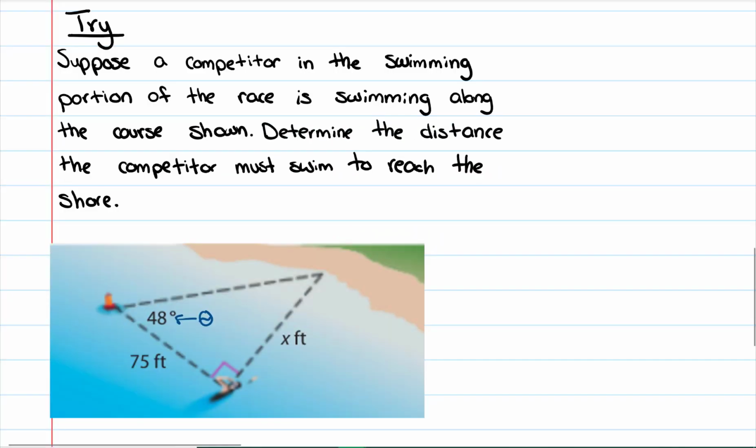All right, on your own now, I want you to try this one. Suppose a competitor in the swimming portion of the race is swimming along the course as shown. Determine the distance the competitor must swim to reach the shore. So we have this 48 degrees right here, which is our theta, and we want to find this value of x. So go ahead now and give that a try.